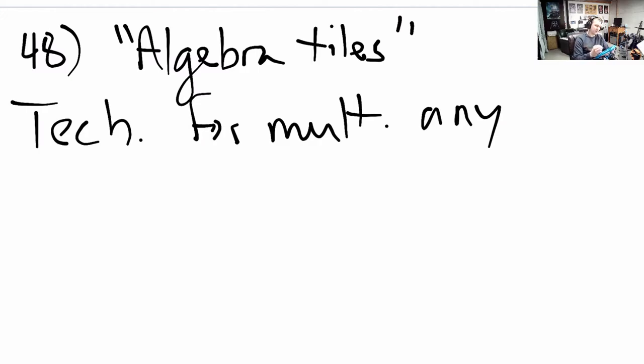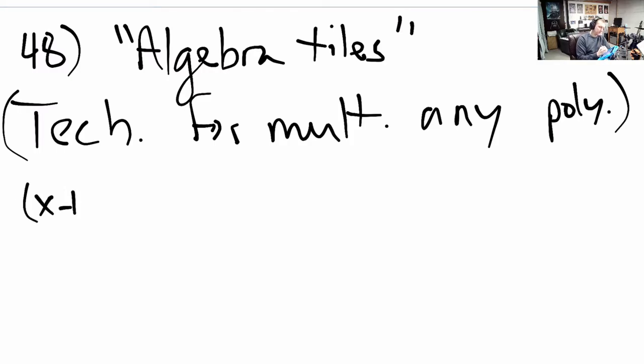So question 47, let me finish this sentence before I do it. Technique for multiplying any polynomials, since we're in that polynomial section. 47 says, oh, and I wrote 48. I'll do 48. That's fine. 48 says x plus 1 times 2x squared minus x plus 1.